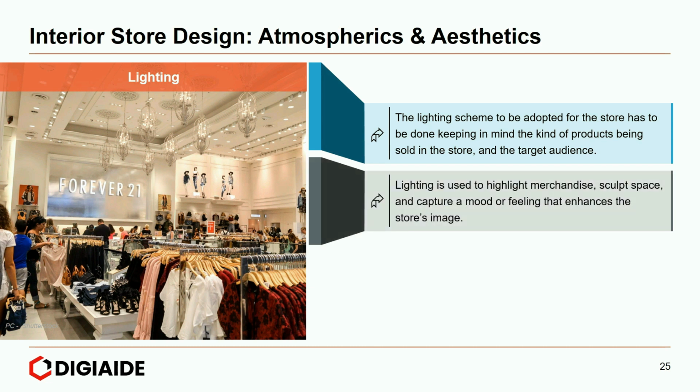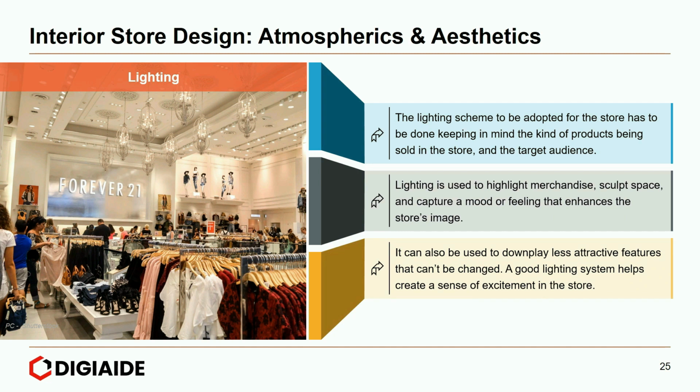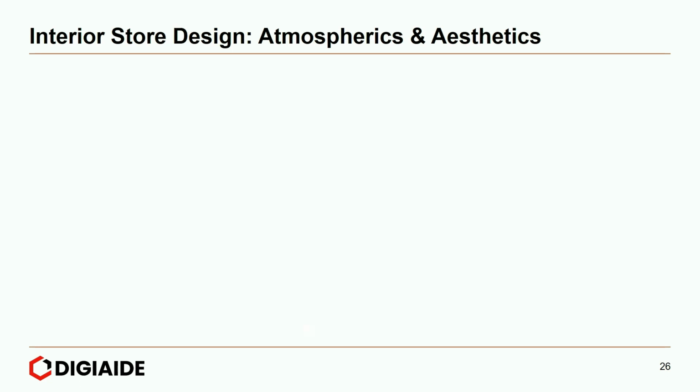Lighting is used to highlight merchandise, sculpt space, and capture a mood or feeling that enhances the store's image. It can also be used to downplay less attractive features that can't be changed. A good lighting system helps create a sense of excitement in the store. For instance, lighting works brilliantly in jewelry stores, highlighting the aesthetics of the jewelry.